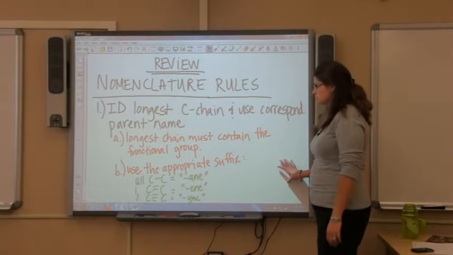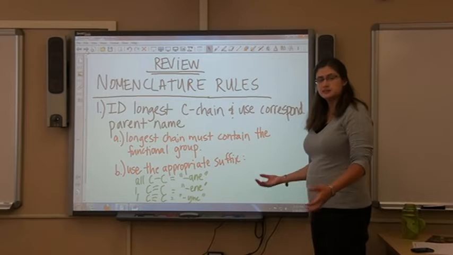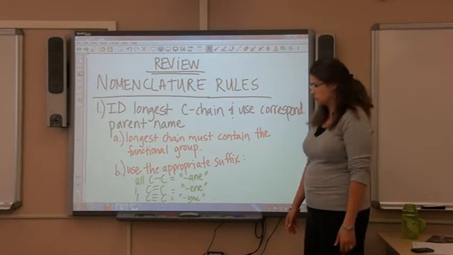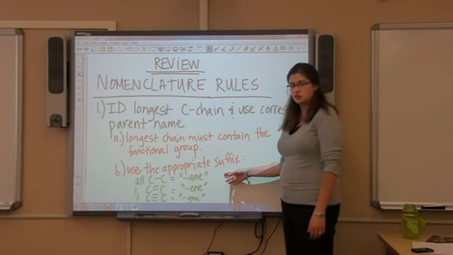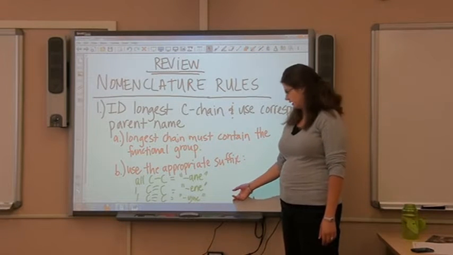And then you're going to want to use the appropriate suffix with that parent name, and that just depends on what functional group you have going on in whatever molecule it is you're looking at. Ane for single bonds. If you have one double bond, you should use ene. Triple bond should be yne.